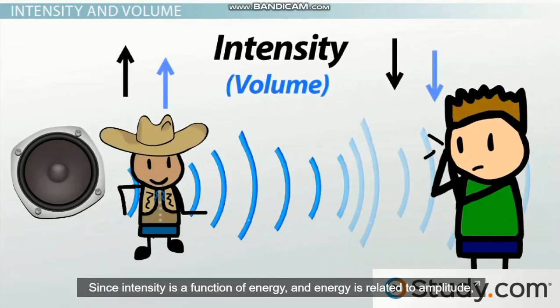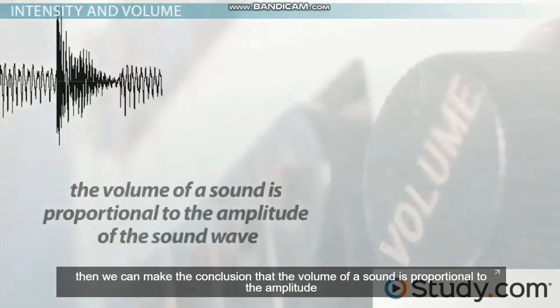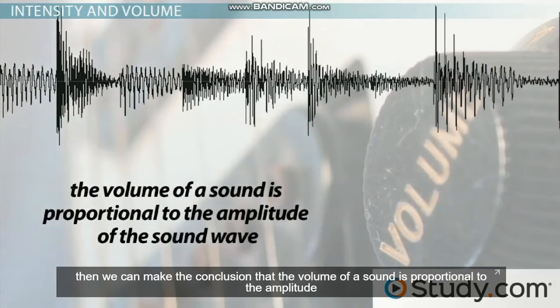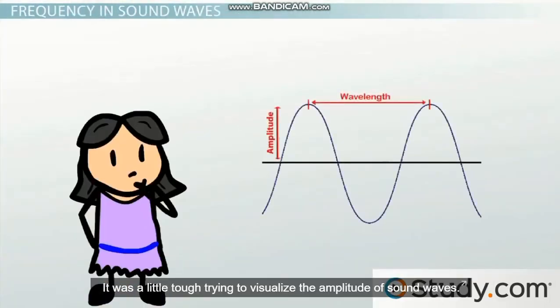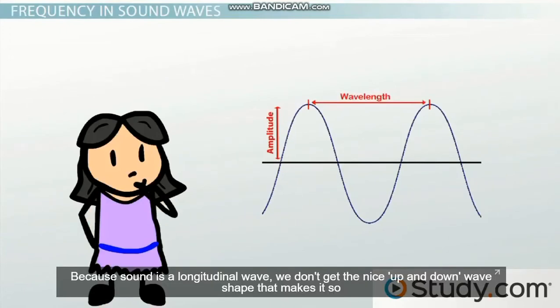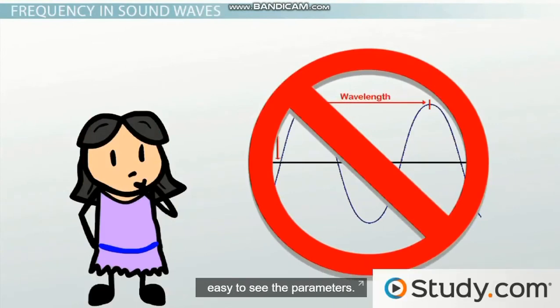Since intensity is a function of energy, and energy is related to amplitude, then we can make the conclusion that the volume of a sound is proportional to the amplitude of the sound wave. It was a little tough trying to visualize the amplitude of sound waves. Because sound is a longitudinal wave, we don't get the nice up and down wave shape that makes it so easy to see the parameters.